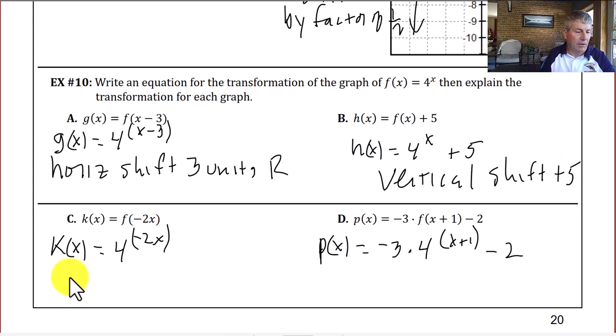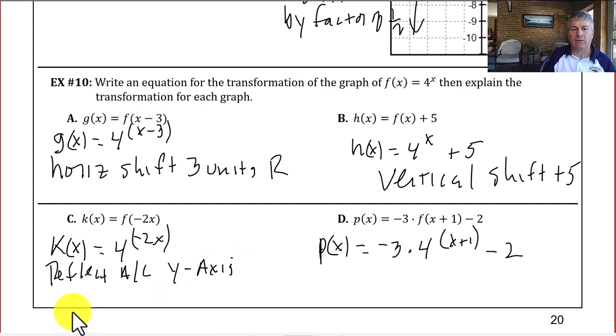And in C, a little bit more complicated. k(x) = 4^(-2x). So we have a horizontal dilation of 1/2, and then we're going to reflect across the y-axis. So we're going to reflect across the y-axis because we're moving along the x, and we have a dilation factor of 1/2.